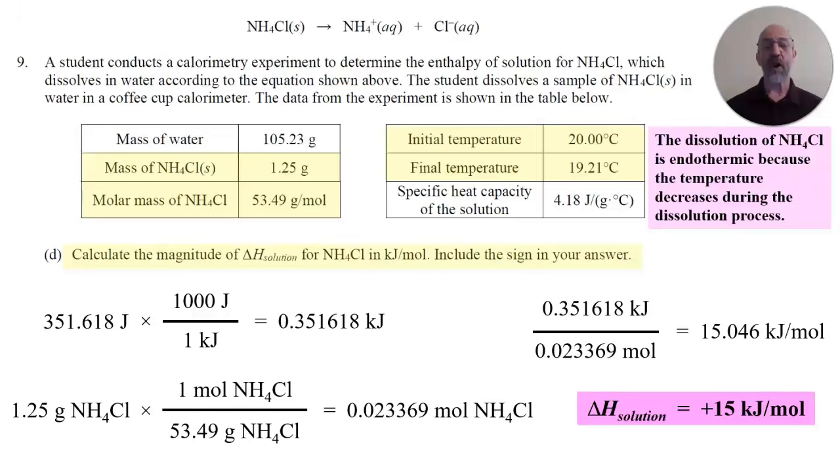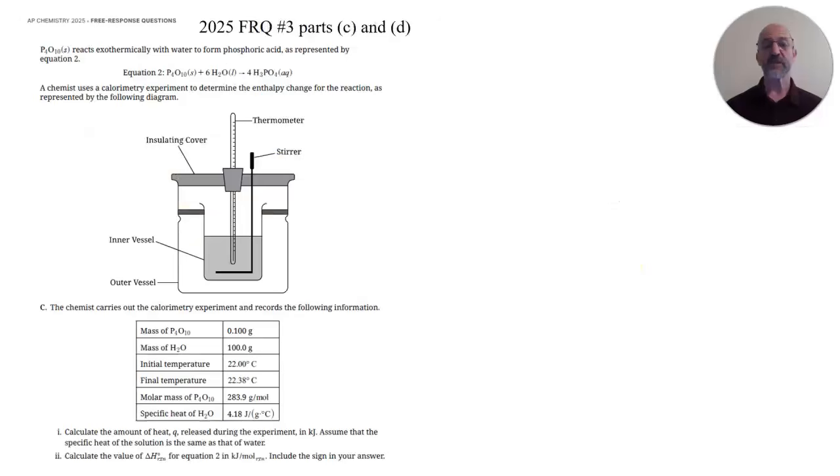All right, well, hopefully all of the answers and explanations to question 9 in this packet make sense. Now, before we take a look at question 10 in this packet, I'd like to show you another example of a free response question, and this one was from the 2025 AP Chemistry free response questions. This is question 3, and I'm focusing on parts C and D of question 3 from the 2025 AP Chemistry exam.